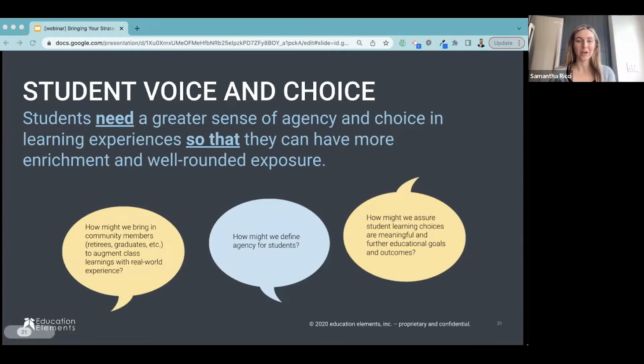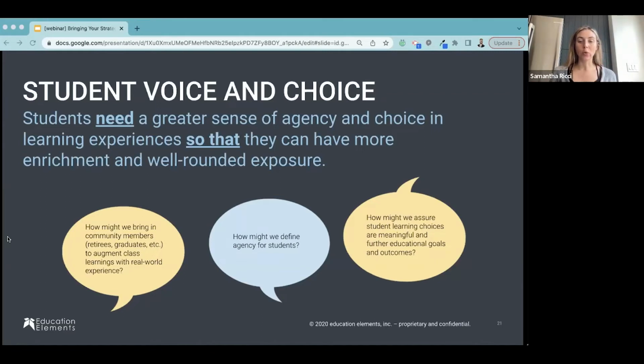Yeah, sure. So one of the needs was around student voice and choice. And so the district came up with the statement that students need a greater sense of agency and choice in learning experiences so that they can have more enrichment and well-rounded exposure. So they thought about who the population was, what the need is, and then the impact on that need. And then they came up with how might we statements.